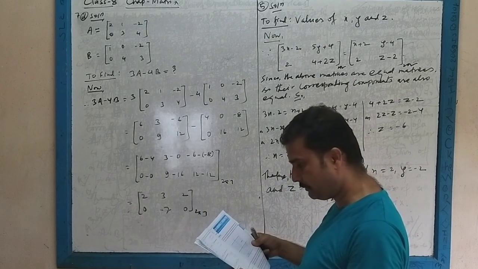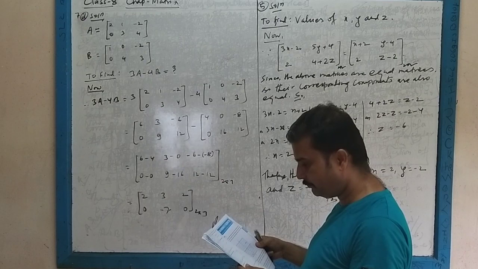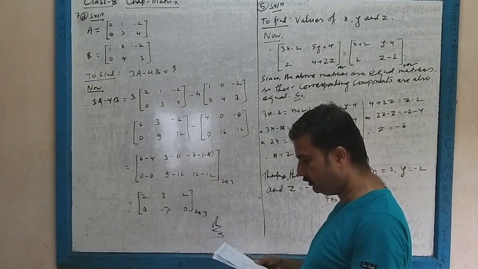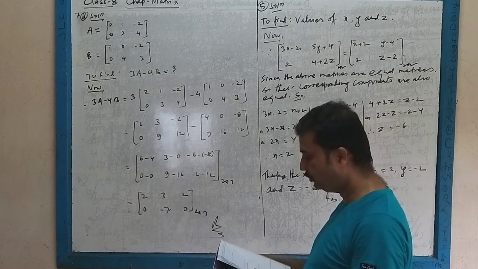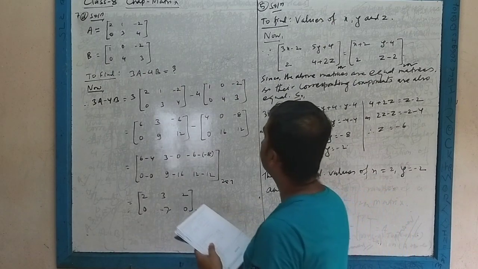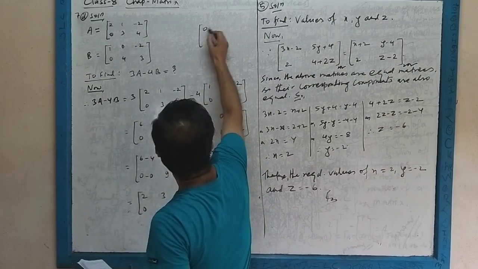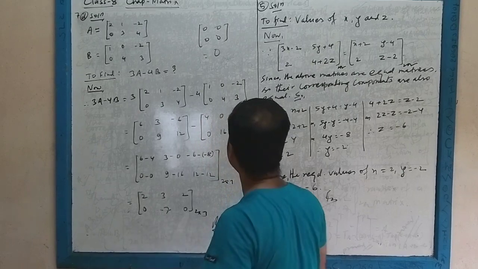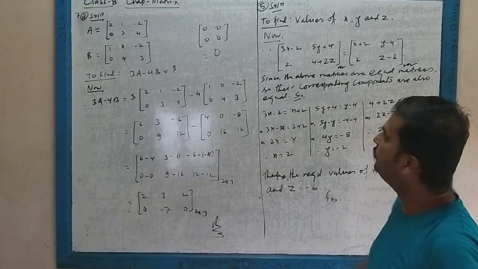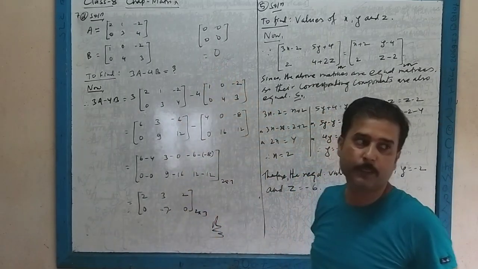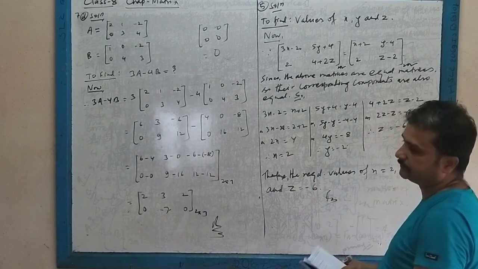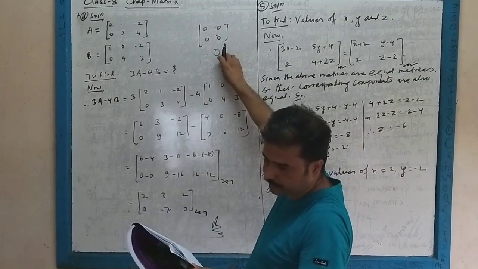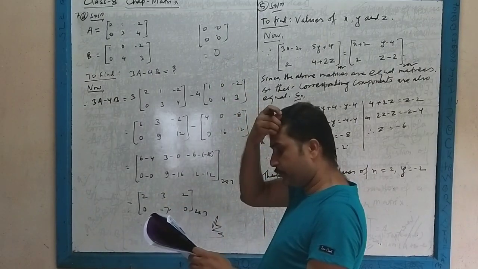Question number 7 I have solved. Question number 8 is the same. Prove that. Just put the values and you will get all the matrices as 0. So 0 means a null matrix. All values you will get are 0, 0, 0, 0, so it is a null matrix, and a null matrix is given by capital O, where O represents the null matrix. So this is your question number 8.